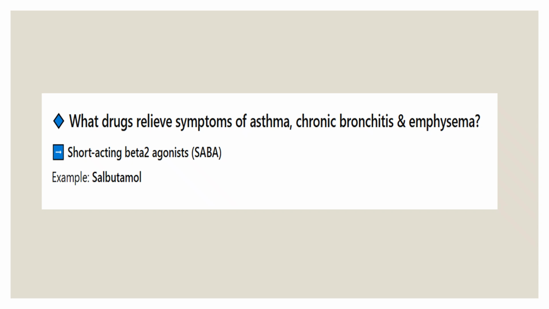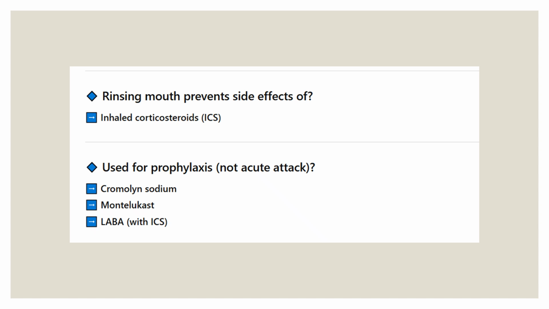What drugs relieve symptoms of asthma, chronic bronchitis, and emphysema? So, short-acting beta-2 agonists, for example salbutamol, are used to relieve the symptoms of asthma, chronic bronchitis, and emphysema. Rinsing mouth prevents the side effects of what? When we are using inhaled corticosteroids, there are chances the patient may suffer oral thrush. Therefore, it is recommended that the patient should rinse his mouth after taking inhaled corticosteroids. So, rinsing mouth prevents the side effects of inhaled corticosteroids.